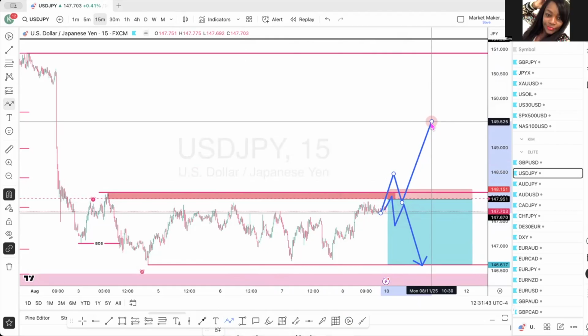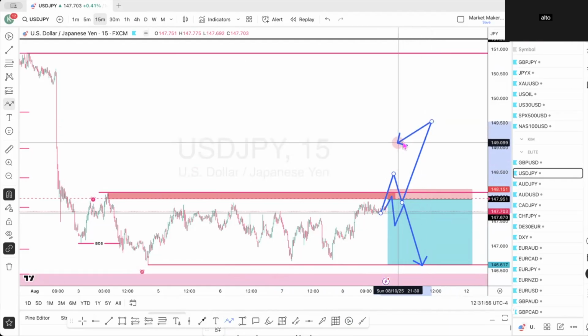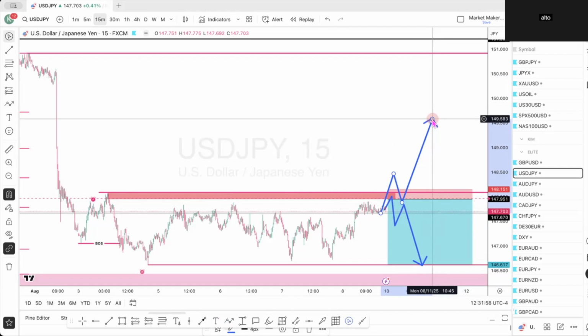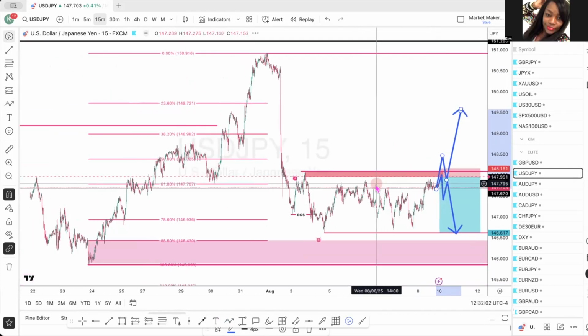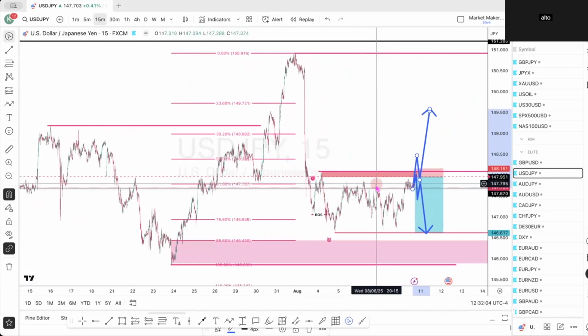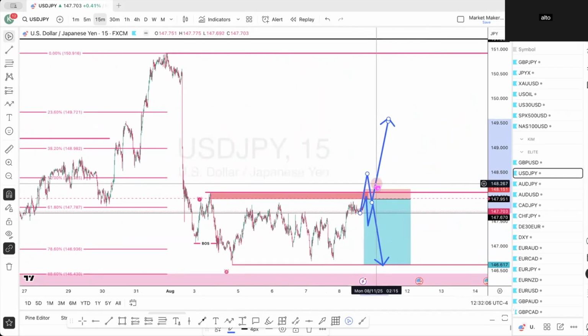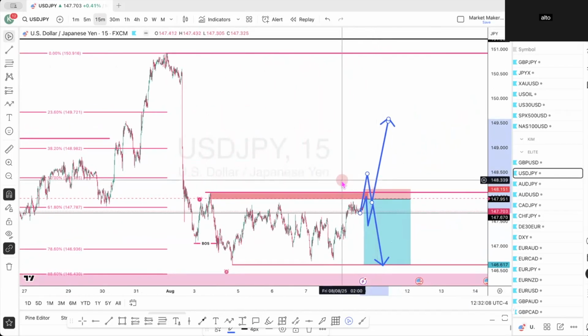Does that make sense? Do y'all see the structure? Yes, I see the structure. I see exactly what you mean. So, in a sense, we're just waiting for an indication of whether or not it's going to break that, that line, just a resistance line. Okay, fair enough. So that's something you would do under 15 for this situation.